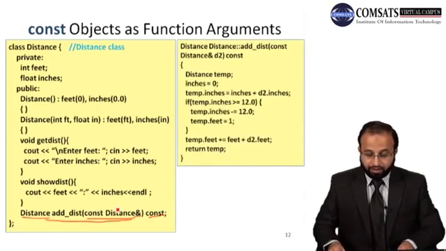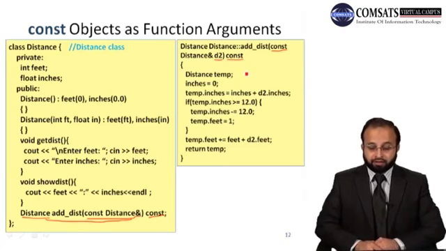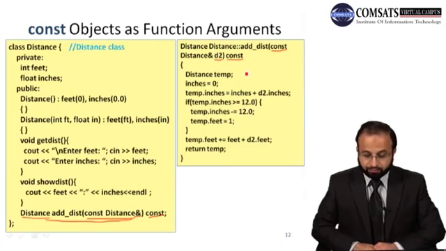Now this is the definition of the add dist function. So const is over here to tell that the add dist is a constant function. This const here tells that the parameter passed to the add distance function is constant, and that parameter is a referenced object of type distance, right? So now it is not possible to change the value of d2, neither is it possible to change the value of the object that is calling this function, right?